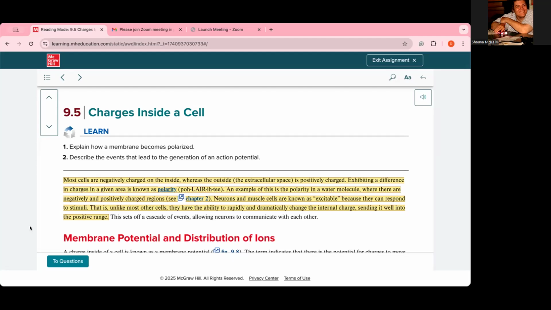That is, unlike most other cells, they have the ability to rapidly and dramatically change the internal charge, sending it well into the positive range. This sets off a cascade of events, allowing neurons to communicate with each other. Okay, let's look at the question.